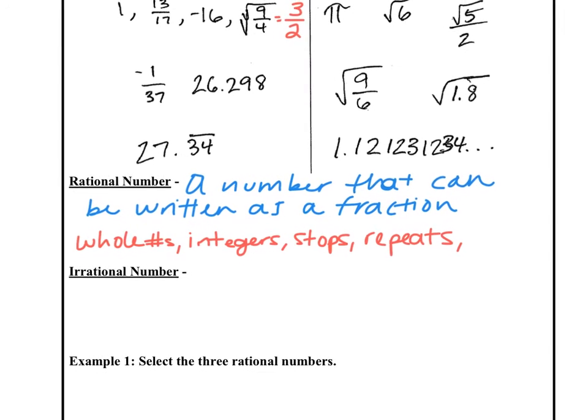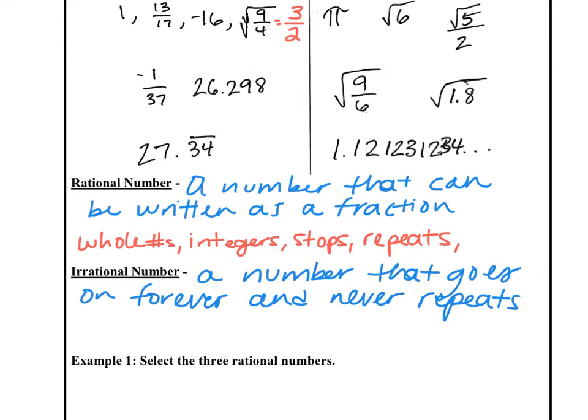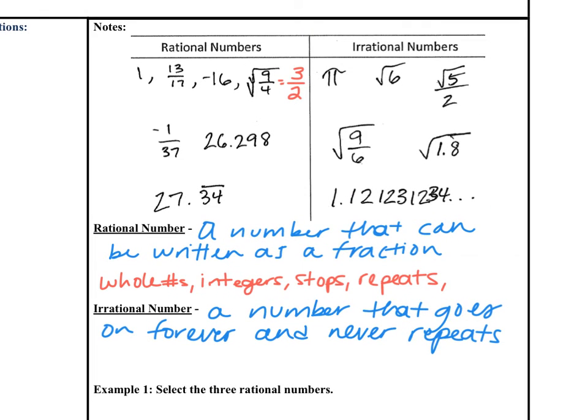And so an irrational number is crazy. The formal definition is a number that goes on forever and never repeats. We see some examples of that up top. If it's a square root that's not a perfect square, it's going to be irrational. Anything with pi in it, pi is going to be irrational. If you have a decimal that is just random like this, even though this one does have a pattern, it looks like it's not repeating, like 77777. That's what I mean by repeat.